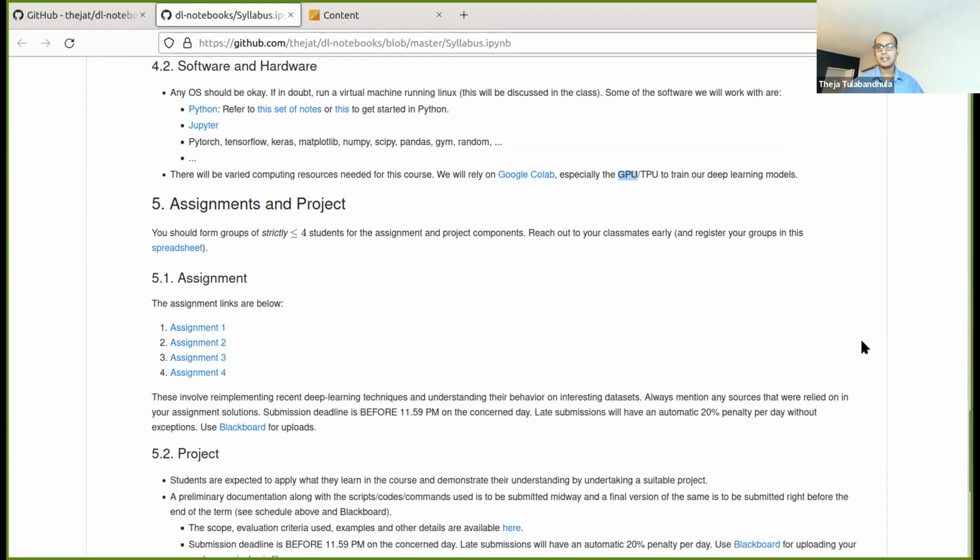Recommended distro? There's actually no recommendation for distro. This was just saying that any OS is okay. The most important part is, if you want to train large-scale deep learning models, or not large-scale, let's say moderately heavy deep learning models on your laptop, it's not possible. Okay, in the sense that it is possible.